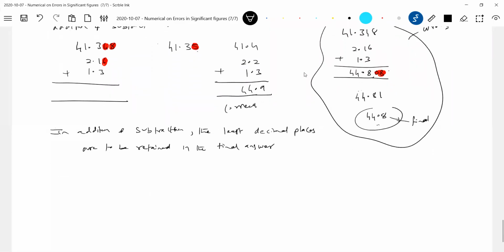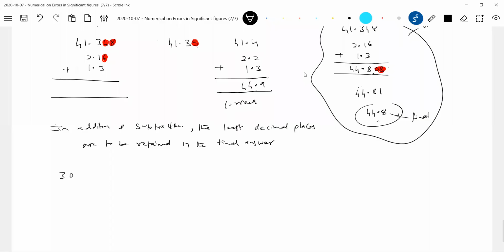Okay, let's do one thing. 30 minus 0.4. How many decimal places are there? 0 decimal places. So finally, what should we do? 30. This you round off. The number to be dropped is what? Less than 4. The preceding should not be raised by 1.